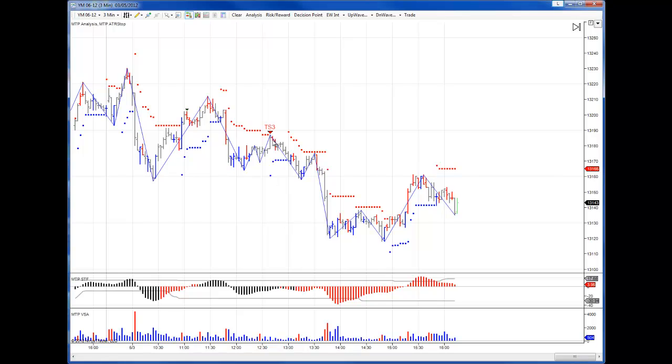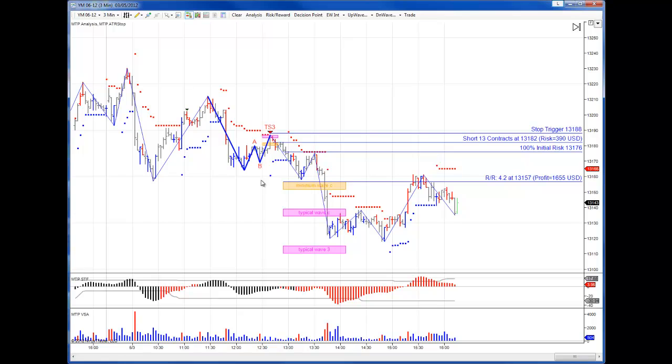So here we had a TS3 sell. The sell was on a black STF, therefore you could take shorts as well as longs. Market came down to the first target. STF down here was weak, so the profit would have been a nice 4.2R profit because you'd have come out at the first target.